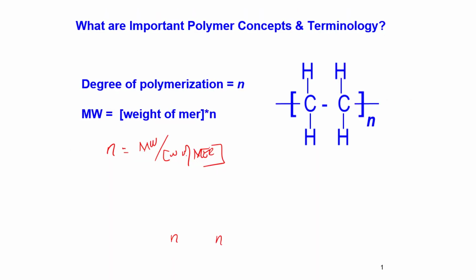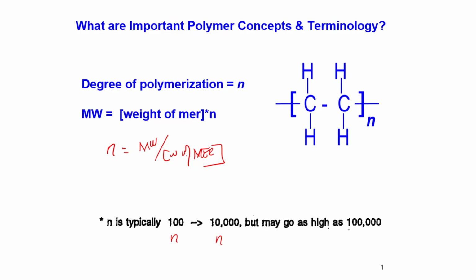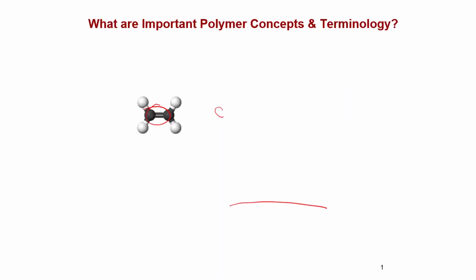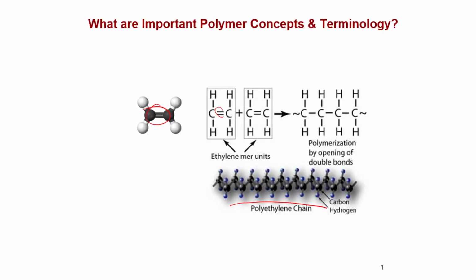Understanding the degree of polymerization and molecular weight is crucial. The degree of polymerization, denoted as n, and the molecular weight, represented as the weight of the mer times n, are key concepts in polymer science. Polymerization involves the opening of double bonds in ethylene mer units, forming long chains of polyethylene. This process is fundamental to creating various polymer structures.